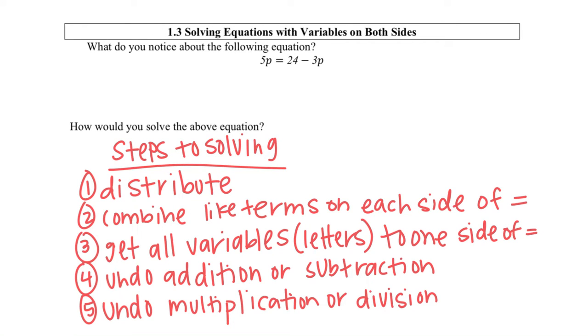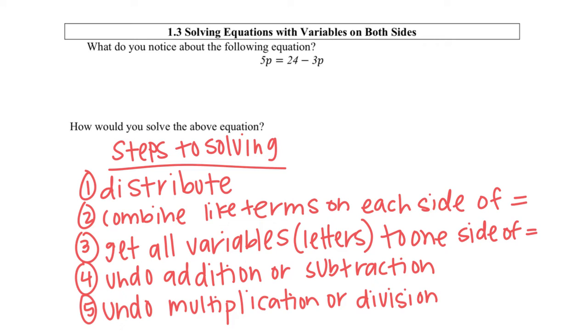Today we are going to be solving equations with variables or letters on both sides of our equation. So far we've talked about our steps to solving, but we've only talked about undoing addition and subtraction and undoing multiplication and division. Today we're adding in step 3 to our steps of solving.